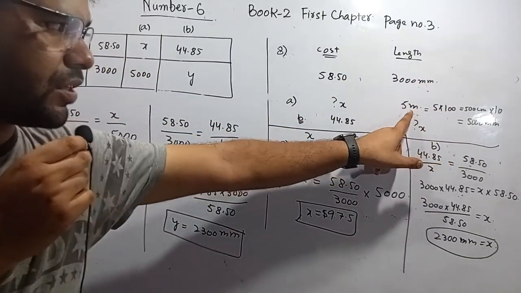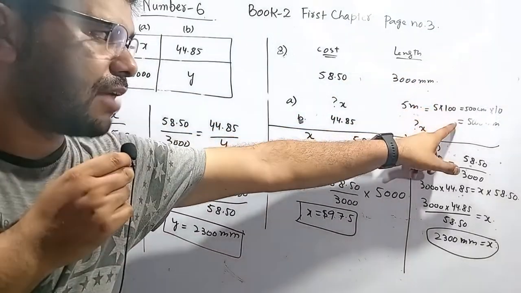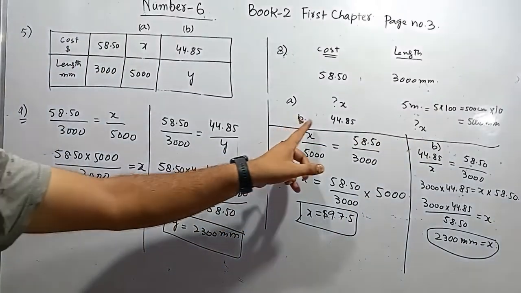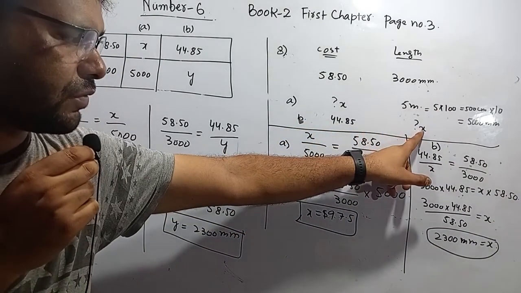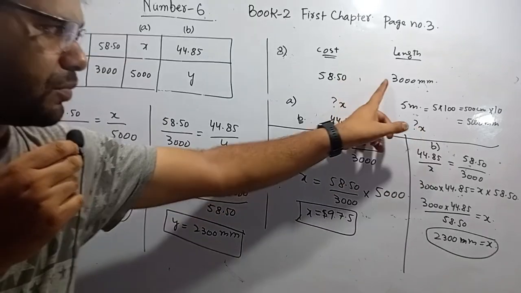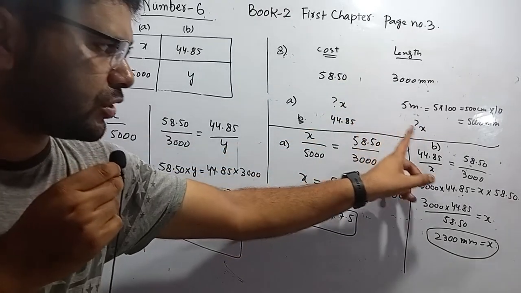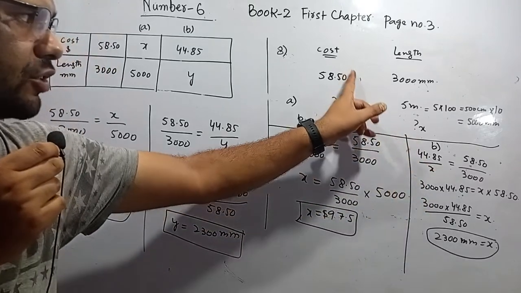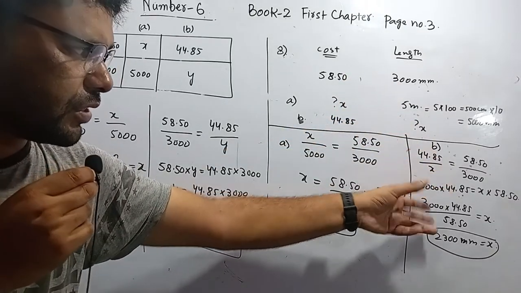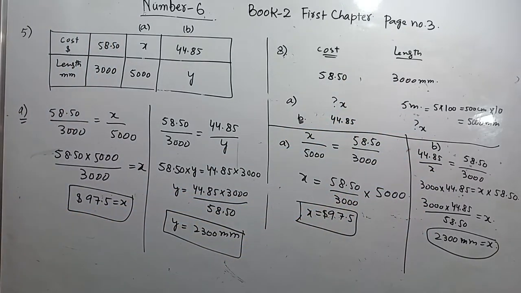Here it is 5 meter, we need to change the 5 meter into mm. And for the second part it is 44.85, and this part we don't know, that's the length, so the ratio of these two should be equal to the ratio of these two. That's 44.85 divided by x is equal to the ratio of these two. On doing the transposition we will get the value of x.